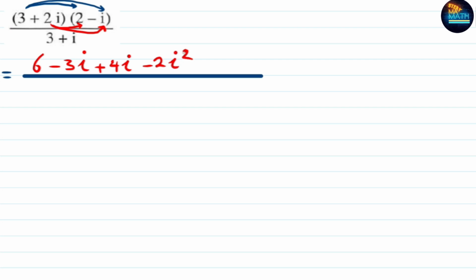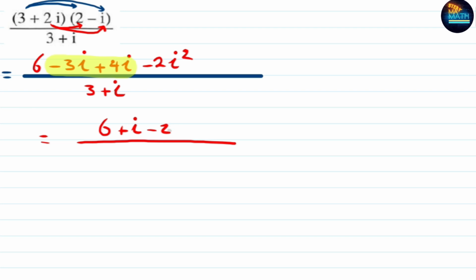You have the like terms here. Negative 3i plus 4i is positive i, and keep 6 as it is. And negative 2 times i squared means negative 2 times negative 1, and means plus 2. So 6 plus 2 is 8. 8 plus i all over 3 plus i.